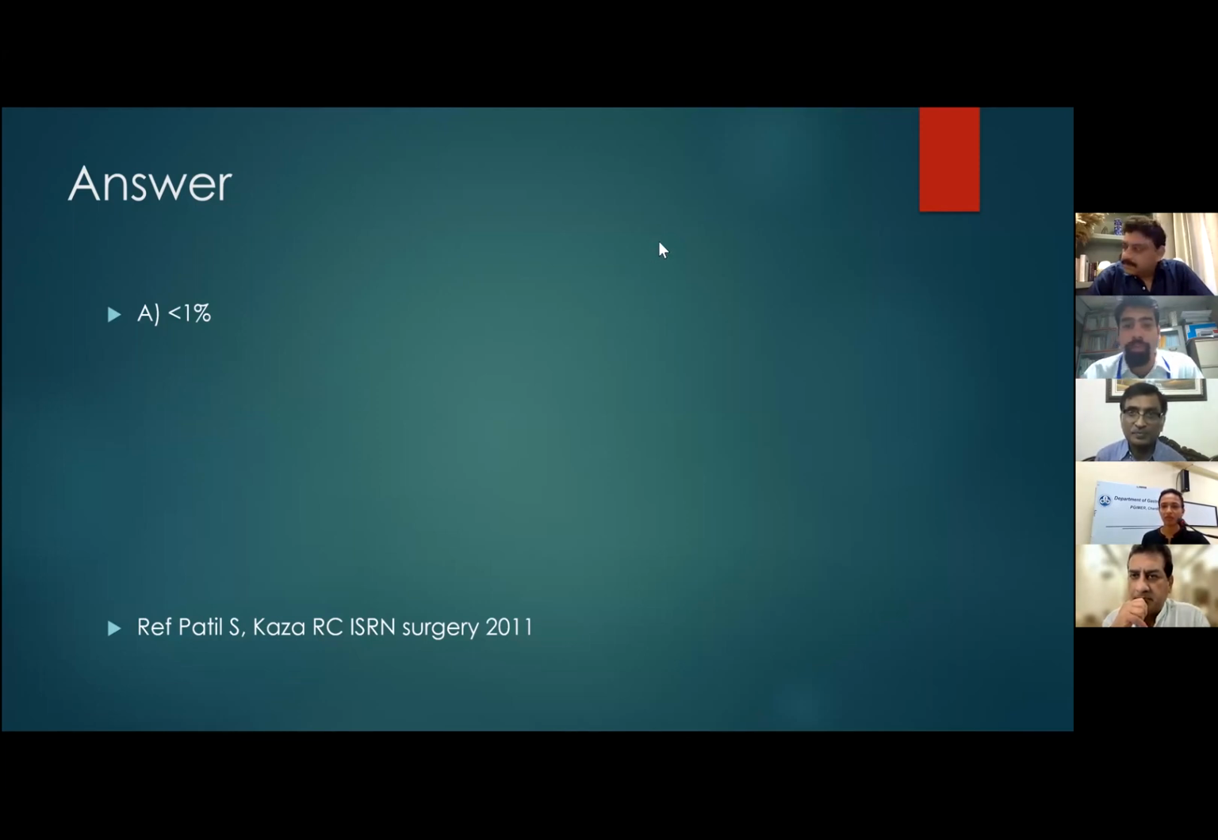Dr. Wrinkle and Dr. Arup, would you like to take that up? Sir, in the Indian series, about 10 to 20% of the intestinal tuberculosis has presented with a mass.